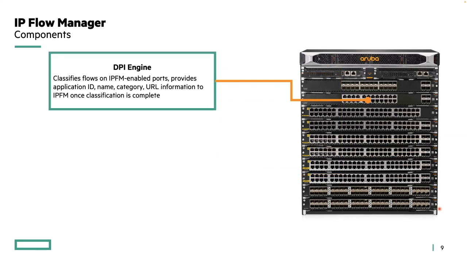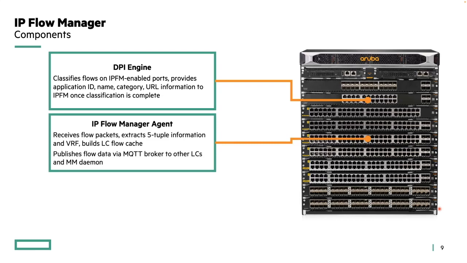On the line cards or members themselves, you have the Deep Packet Inspection or DPI engine. So this is what actually classifies the flows on any ports with flow tracking enabled, and it provides the application ID for that flow, the application name, a category that that app belongs to, URL information to the IP Flow Manager once that classification process has been completed.